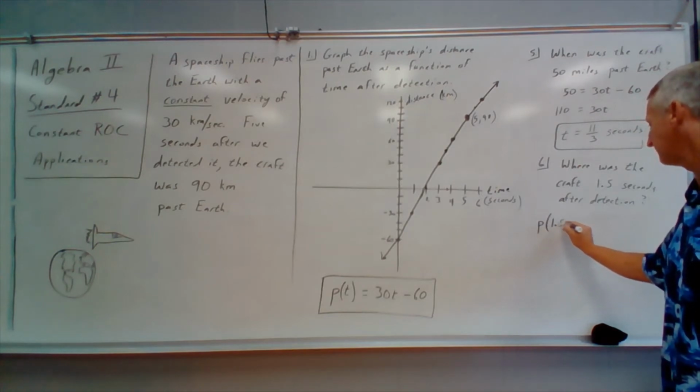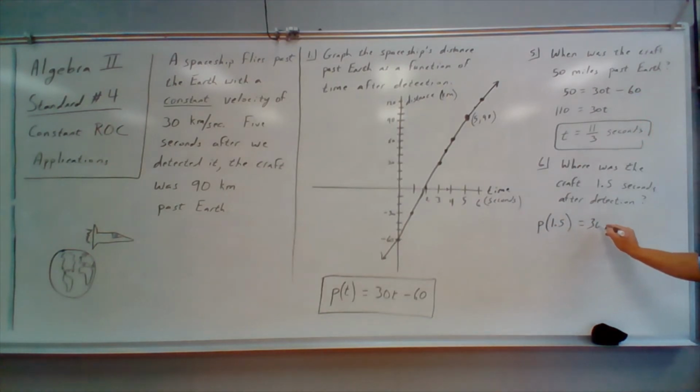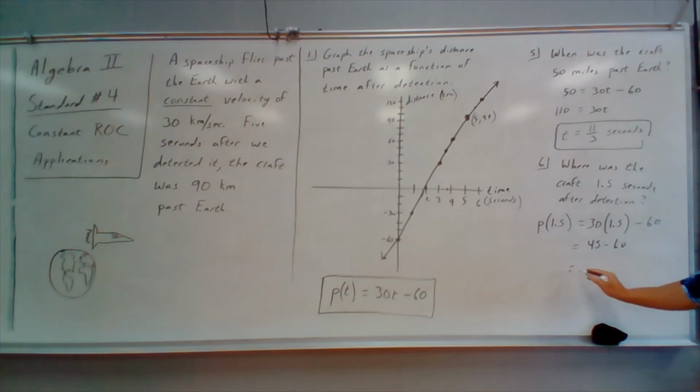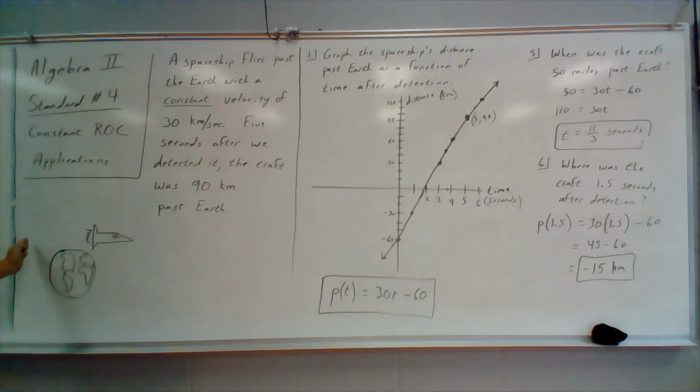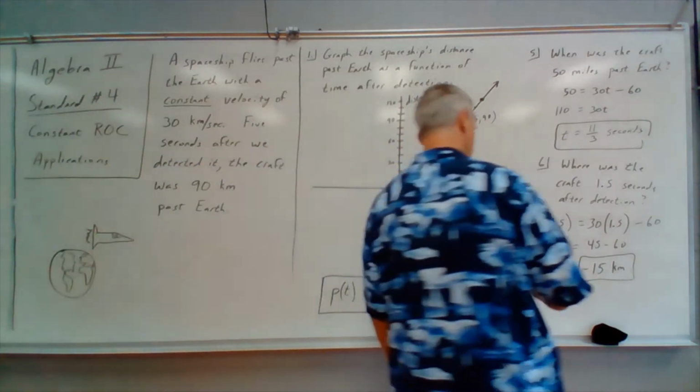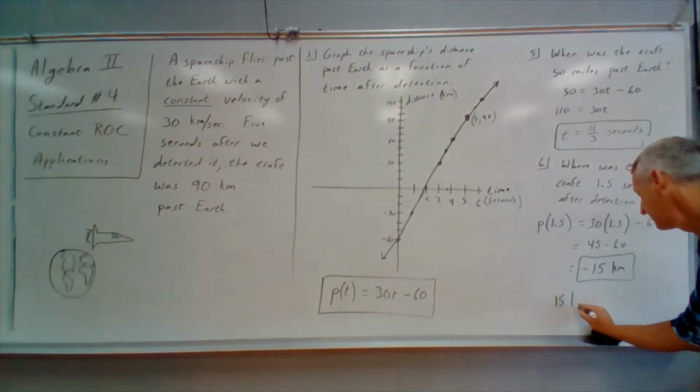So that'll be 30 times 1.5 minus 60. 30 times 1.5 is 45. 45 minus 60, which will be negative 15. And my units are kilometers. So negative 15 kilometers. What does negative 15 mean in the context of this problem? It means it was to the left of Earth, or behind Earth. So we can say 15 kilometers behind Earth.